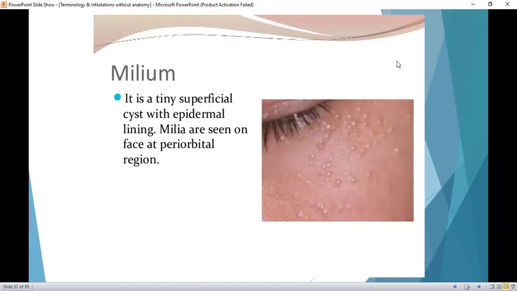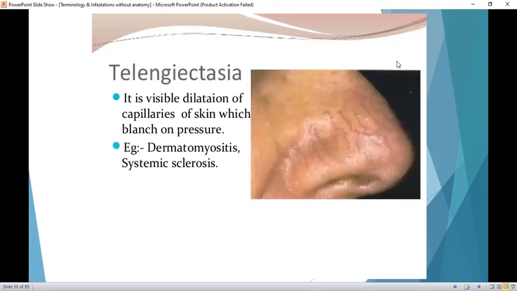Milium, plural is milia. Very common tiny superficial cysts with epidermal lining. So they are true cysts. You cannot really rupture them. Milia are often seen periorbital, and they occur due to obstruction of the epidermal eccrine duct.